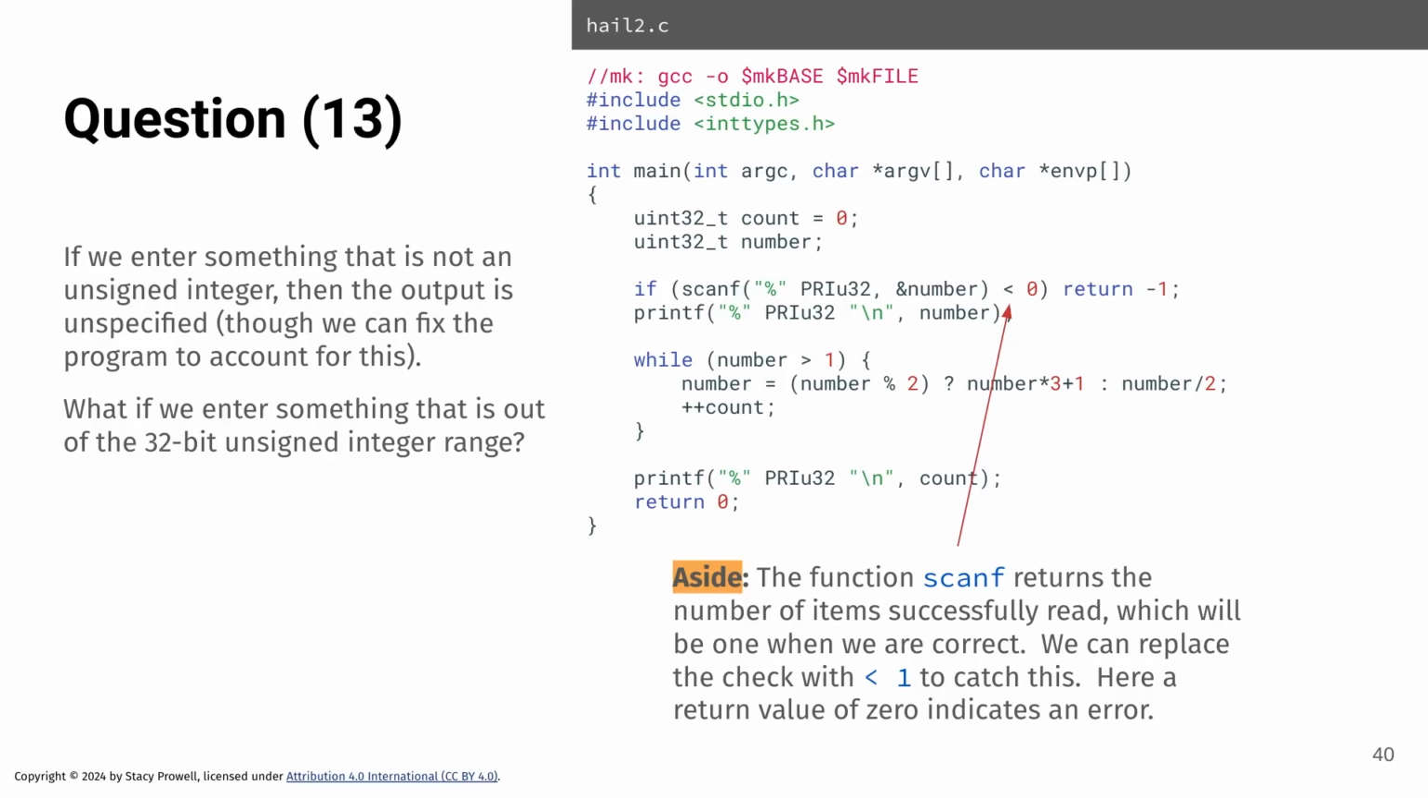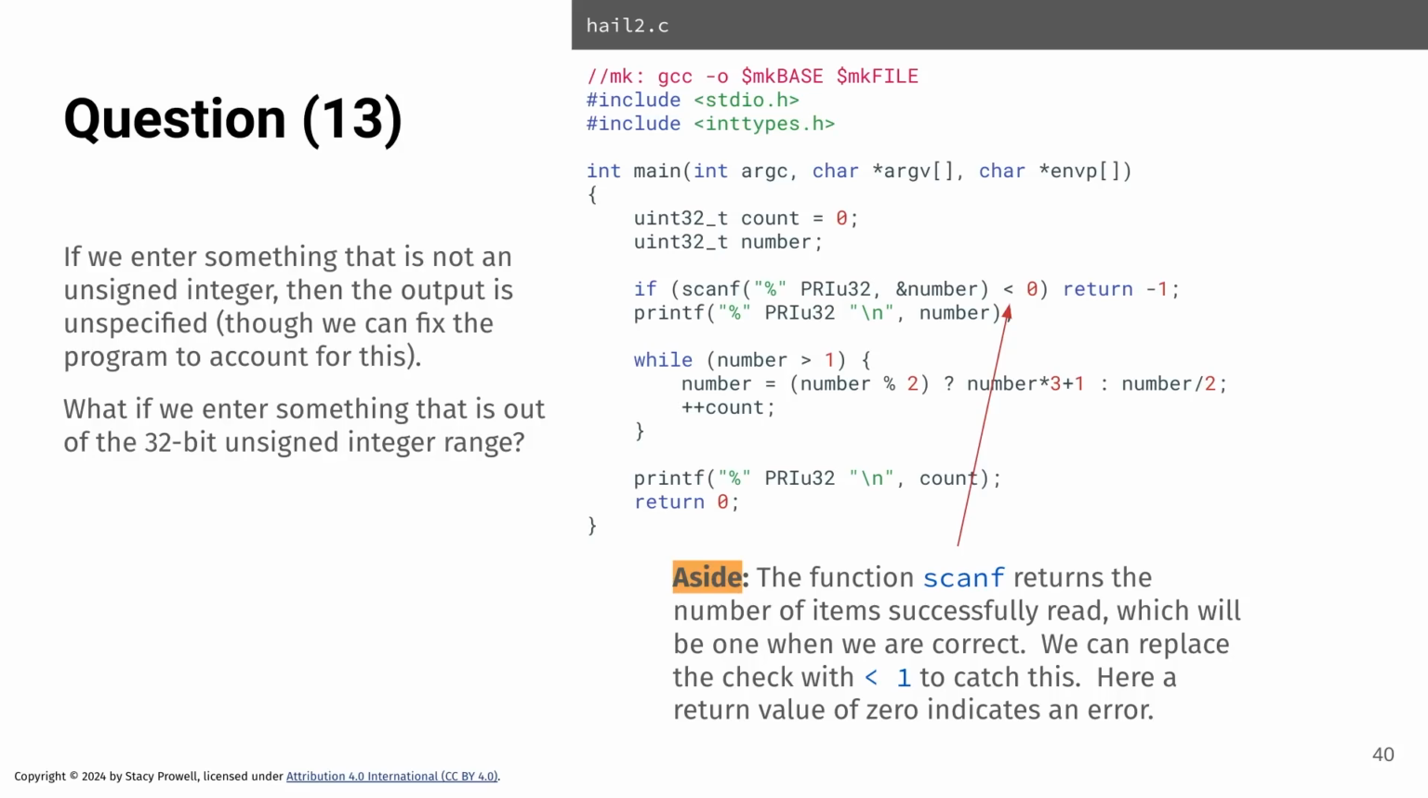But let's take a look at scanf, right? Scanf returns the number of items successfully read, which is going to be 1 when the program behaves the way we expect it to. And so we could modify that check. Instead of saying less than 0, we could say less than 1, and that would catch it, right? Because the return value of 0 is actually indicating an error to us. Okay, so that's one possible fix.